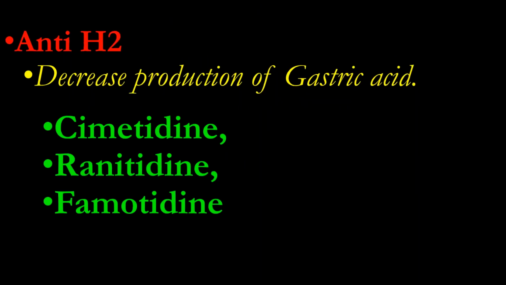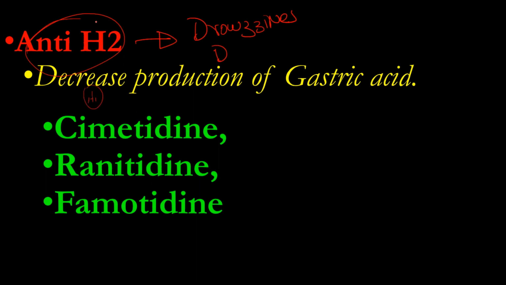Anti-H2 diminish the production of gastric acid. We have cimetidine, ranitidine, famotidine. The cimetidine, you need to be careful because it can lead to gynecomastia. Another side effect that you need to remember for the anti-H2 is drowsiness. Sleepy. Because they are similar to the anti-H1. Anti-H1 act in the whole body, H2 are basically in the GI tract, stomach. Because they are similar, they can produce drowsiness.